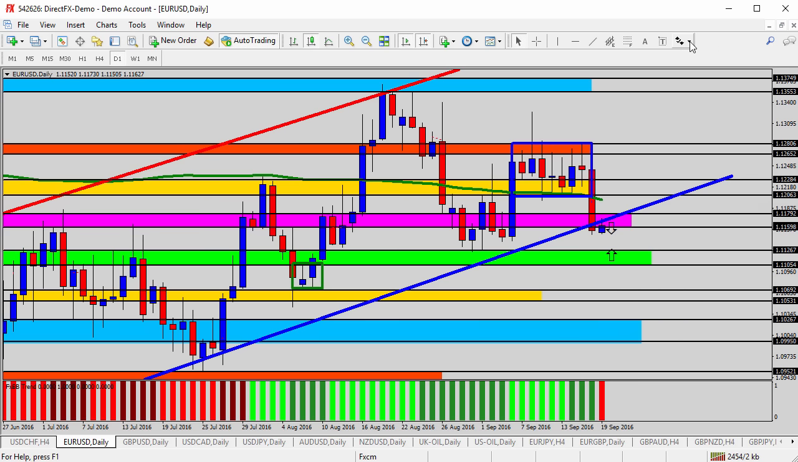The risk here is that it turns back around and starts going back above 111.80 and starts to work its way back up towards the 100 period moving average and the 112 level. So the pink zone is going to be critical for the day today.